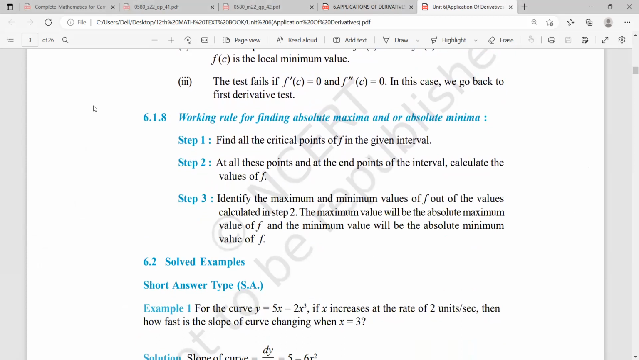Do you remember absolute maximum, absolute minimum?